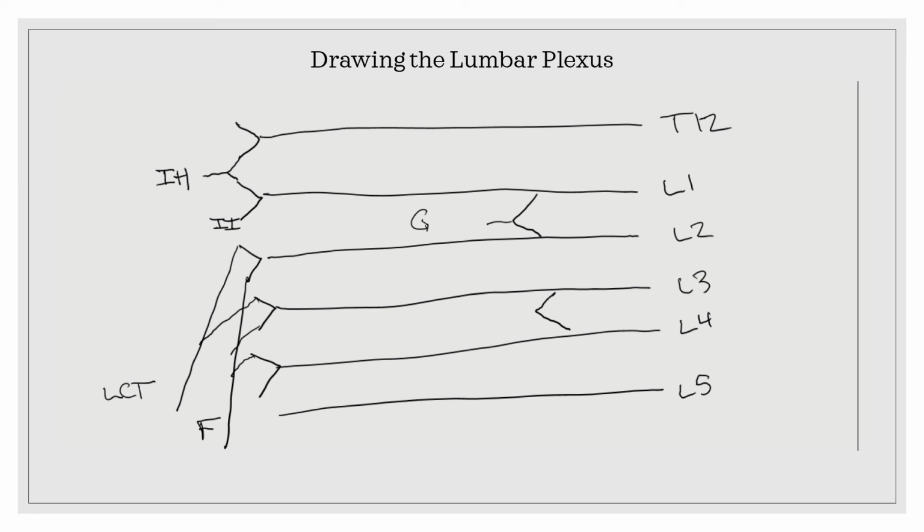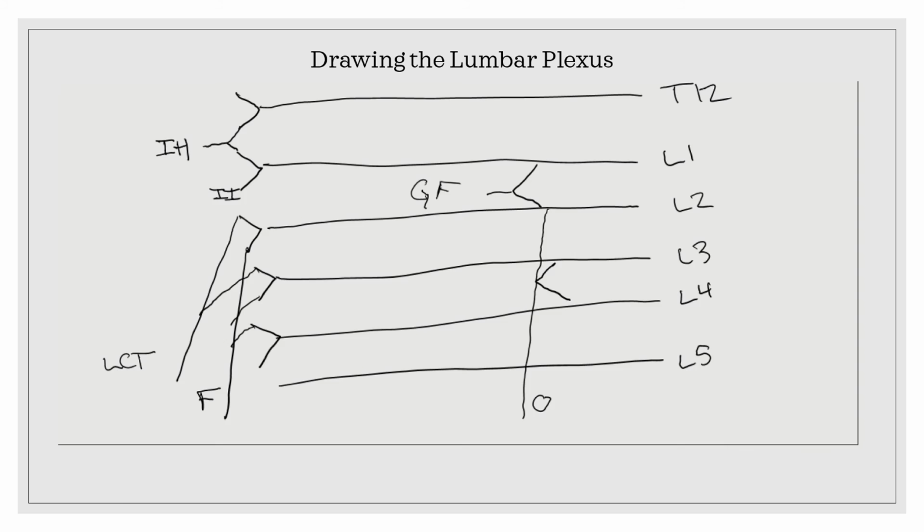Genitofemoral is the first one that combines off of L1 and L2 for our first extra little arrow we added. Now, giving way to obturator, we need to reach up and grab L2 to add to L3 and L4 to get our obturator nerve.